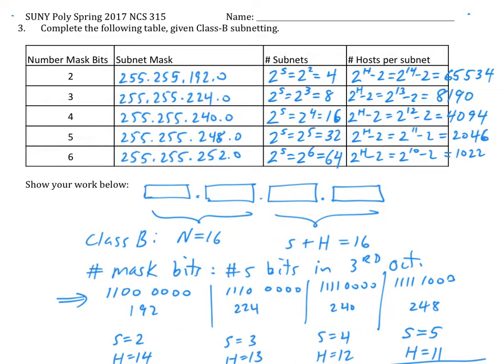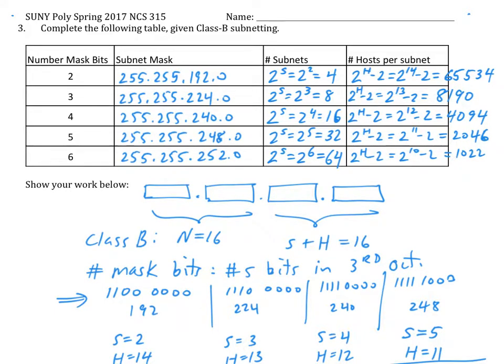And now we can calculate the number of subnets and the number of hosts per subnet. So the number of subnets is 2 to the S, and I just plugged in the various S values, 2, 3, 4, 5, and 6. And it asks for the number of hosts per subnet, which is 2 less than the number of IPs, and the number of IPs is 2 to the H. And so I have 2 to the 14th minus 2, 2 to the 13th minus 2, 12, 11, and 10. And you can calculate all those numbers.